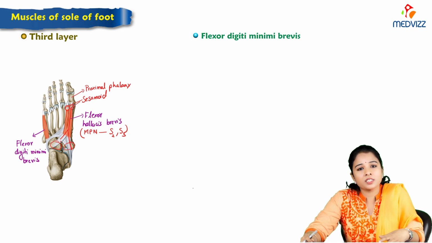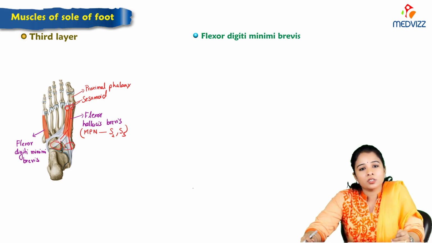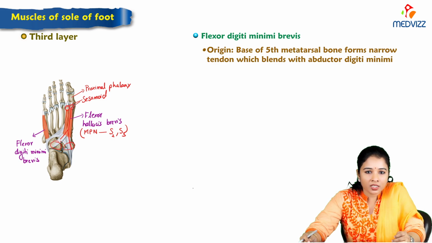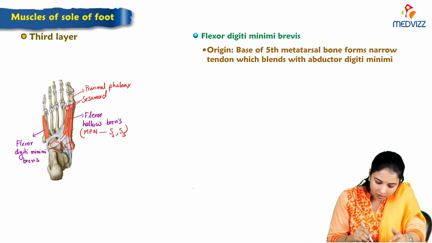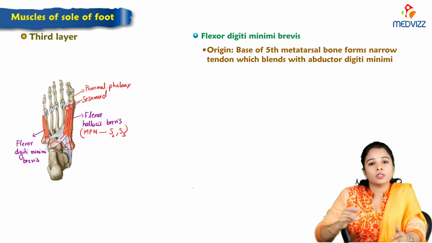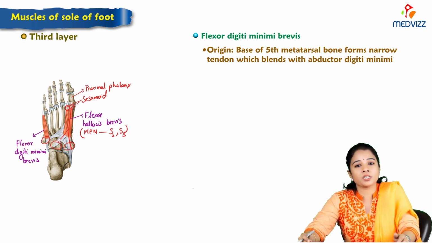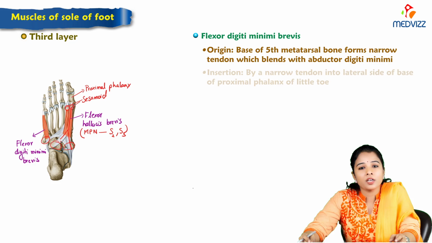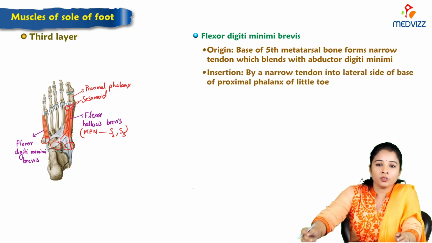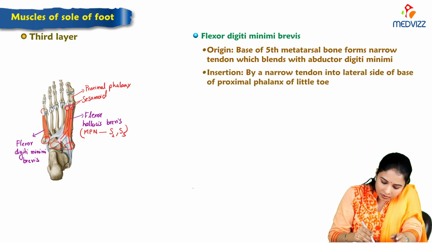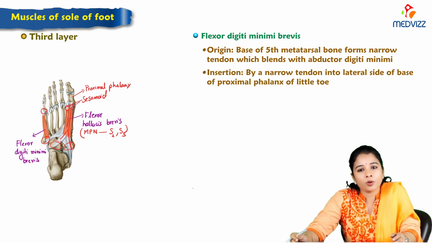Next, about the flexor digiti minimi brevis, the origin is from the fifth metatarsal bone, and it forms a narrow tendon which blends with the abductor digiti minimi. So it gets origin from the base of the fifth metatarsal bone, and inserts as a narrow tendon to the base of the proximal phalanx.